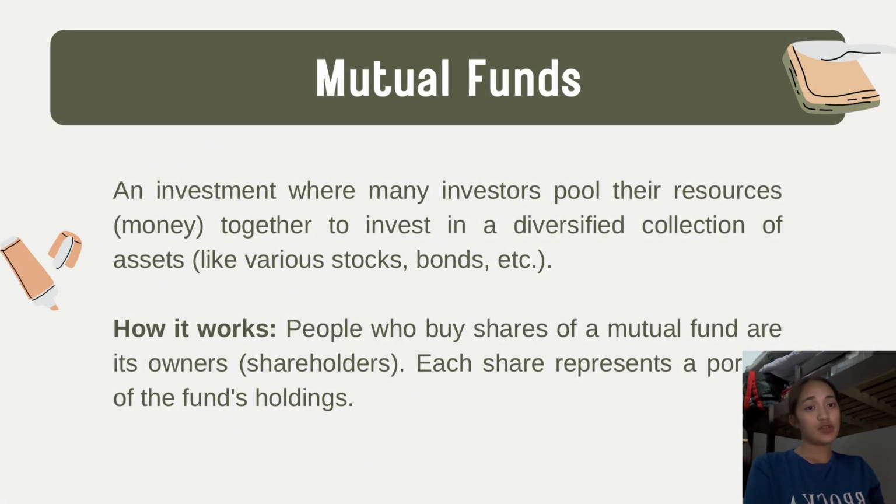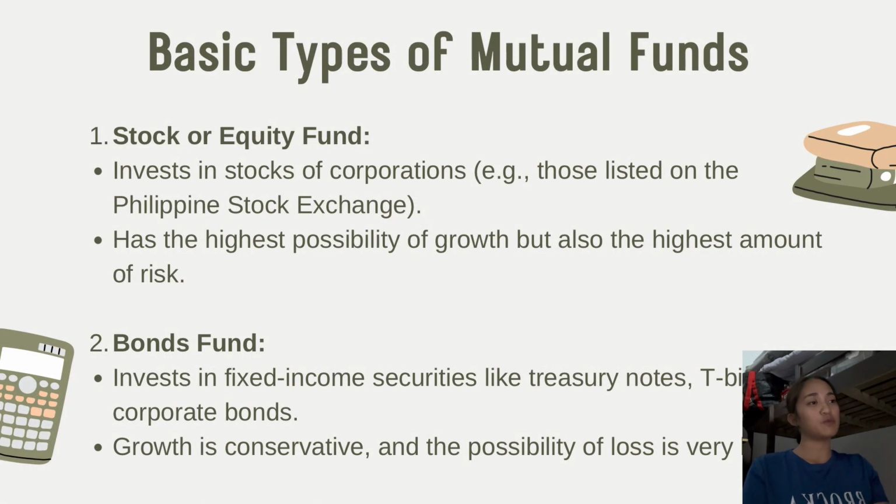And lastly are the mutual funds. Mutual funds are ideal for beginners. Instead of investing in just one asset, your money is spread across many investments. This is called diversification and it helps reduce risks. There are four basic types of mutual funds. First is the stock or equity fund. This is where you invest in stocks of corporations, and it has the highest possibility of growth but also the highest amount of risk.